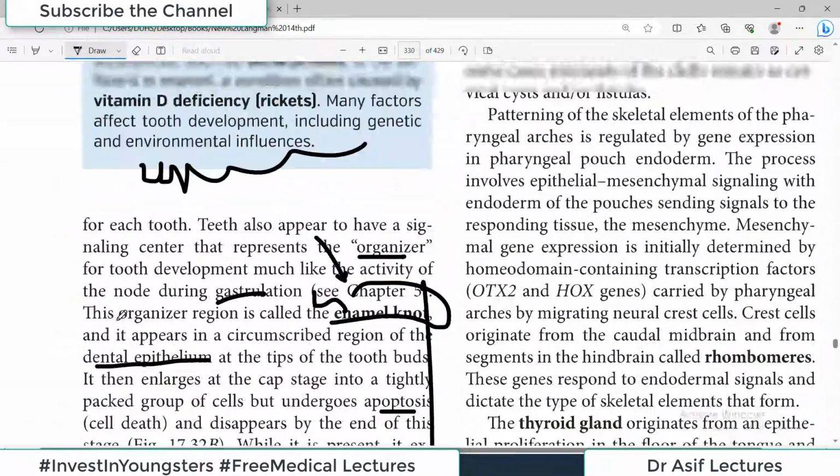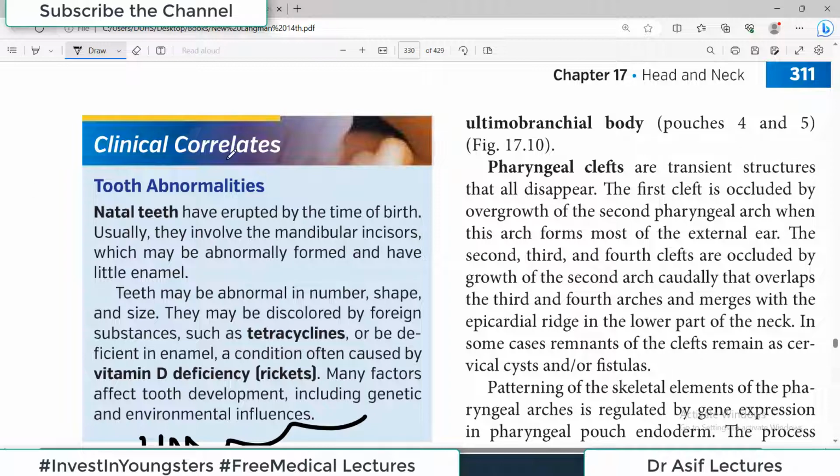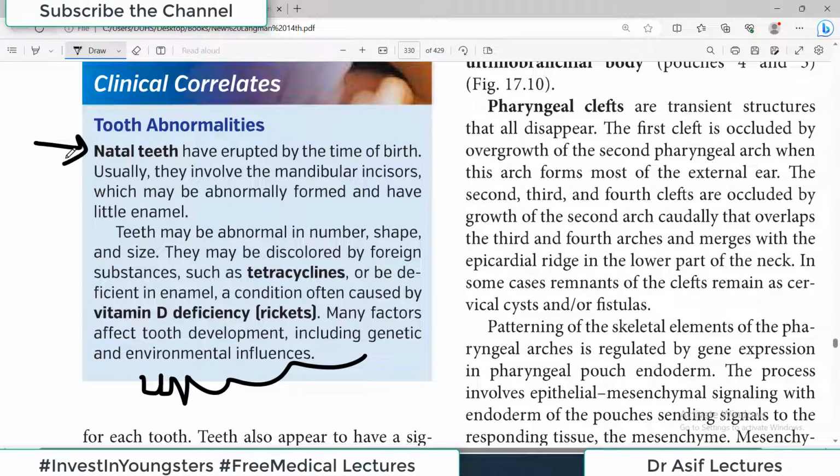Anyways, we discuss what we know. Some clinical correlate tooth abnormality. Natal teeth have erupted by the time of birth. Usually they involve the mandibular incisors, which may be normally formed and have little enamel. So that's an abnormality. But anyways, in normal बच्चा दांत के साथ पैदा नहीं होता, आपको पता है.